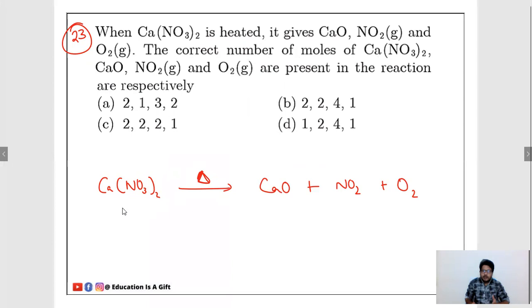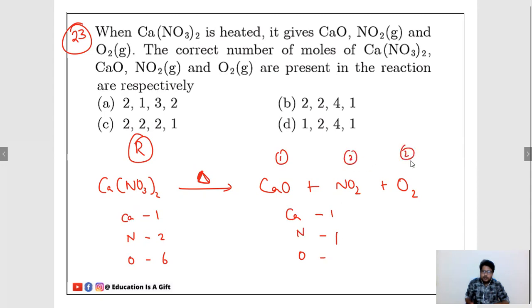What you can do, if you want, you can balance by trial and error method, or you can substitute all these numbers to find it out. Either way, you see what the reactants are: calcium, nitrogen, oxygen. Products also will be the same: calcium, nitrogen, oxygen. On the reactant side, calcium is 1, nitrogen 2, oxygen 3 into 2, 6. And here calcium 1, nitrogen 1, oxygen 2, 2, 4 plus 1, 5. So to balance that, what can we do?